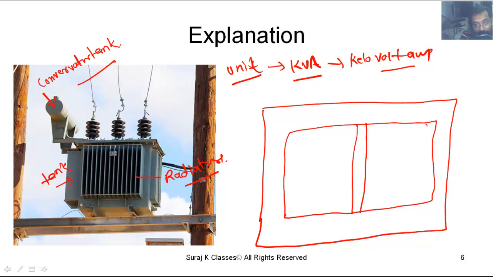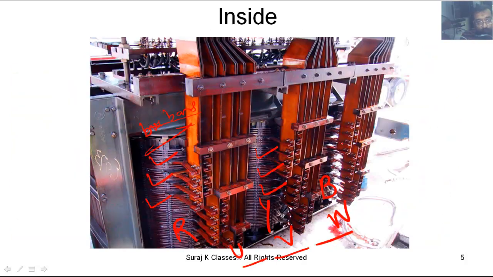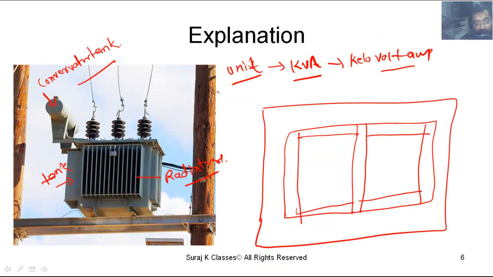This is the core of the transformer. Actually, it doesn't look like this, it is something like this. See, this is the core, the outside. This is the core where the windings are given, the core of the transformer. I know this is going to be very technical, but I will tell you in layman's language, simple language, how these things are happening, so that you will come to know why this happens.